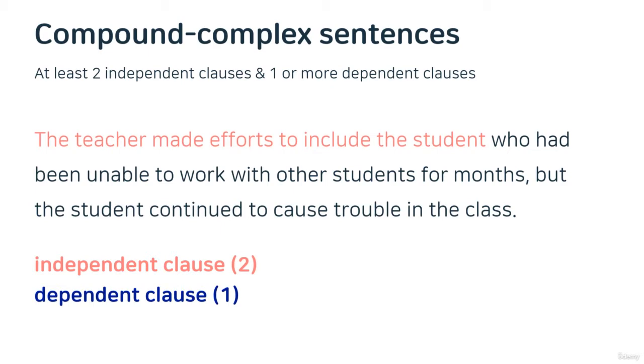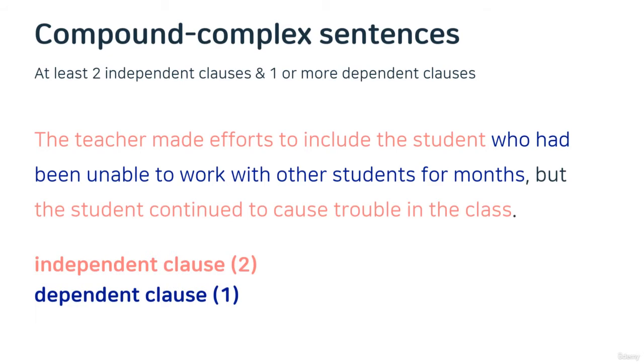And in this noun phrase, there is the head noun efforts and post-modifying words, to infinitive phrase to include the student. Then we have a relative clause, the dependent clause, and we see a coordinating conjunction but. And then we see the second independent clause. So altogether, this sentence has two independent clauses and one dependent clause. So it's a compound complex sentence.